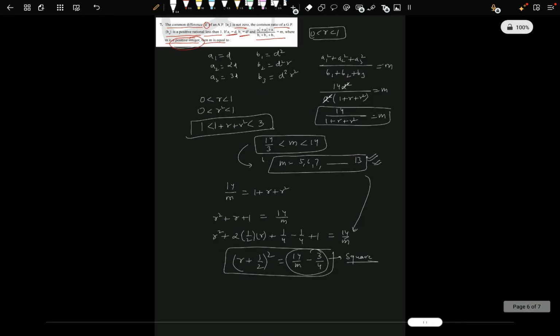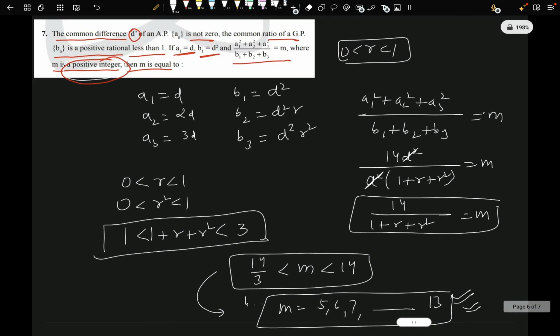What was the question? Then m is equal to, so m is equal to 8.